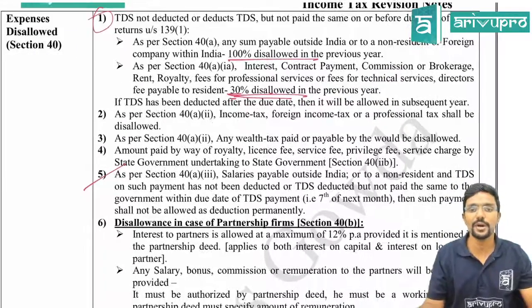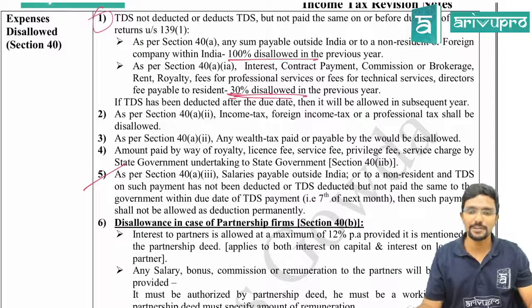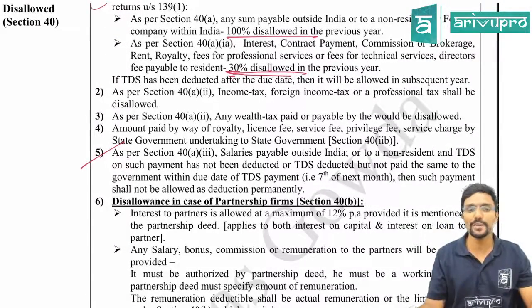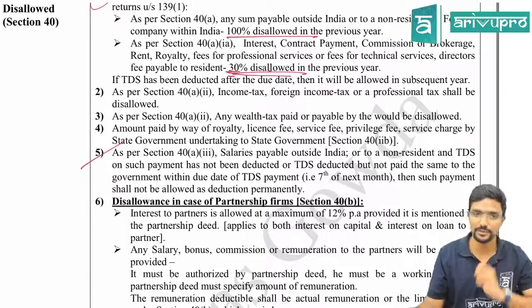Then coming to the second point, if any income tax or foreign income tax or professional tax is paid, it is disallowed in income tax. Agree? Then any wealth tax also is disallowed. Then any fee paid by a state government undertaking to the state government is disallowed.